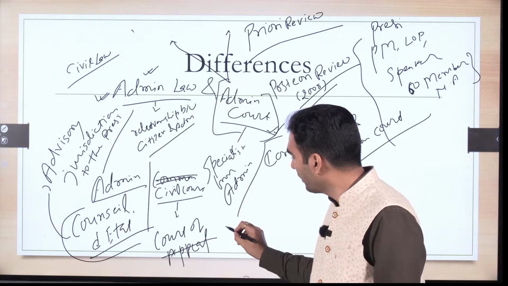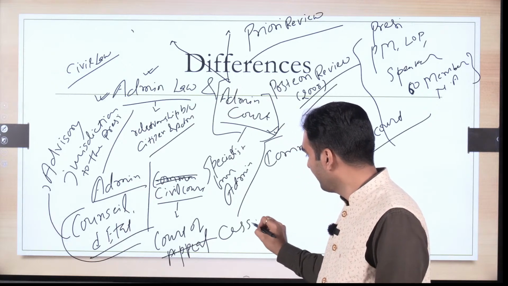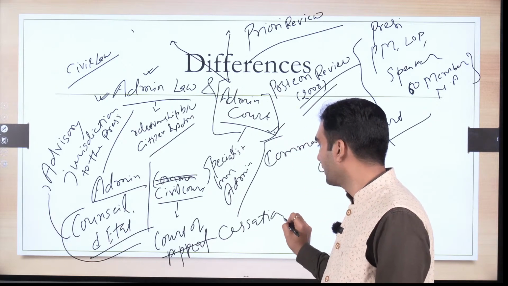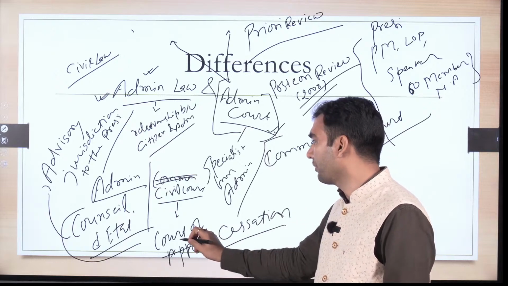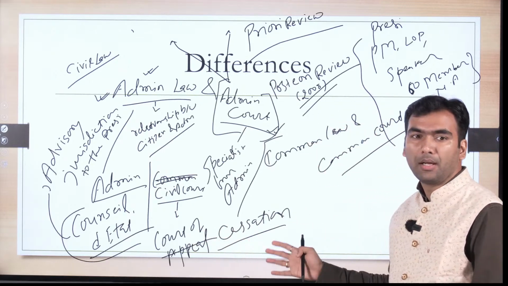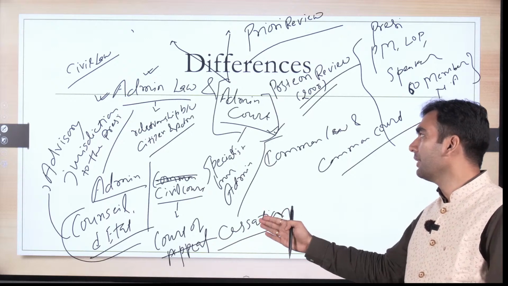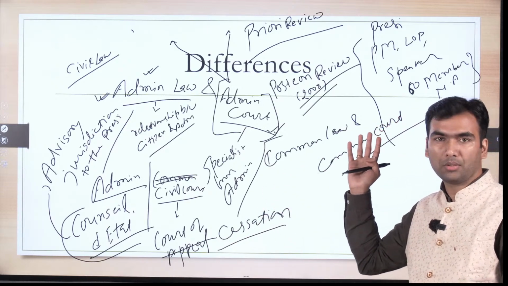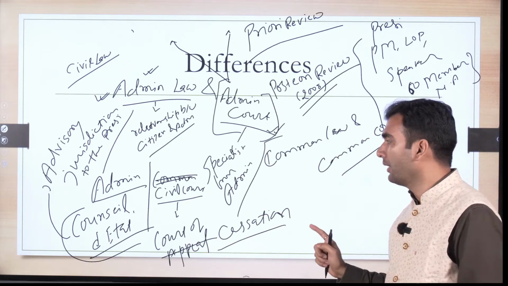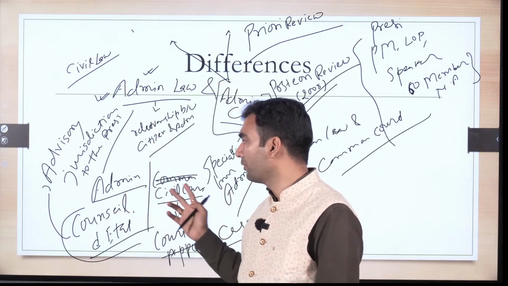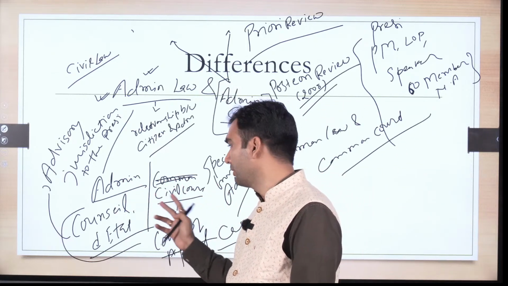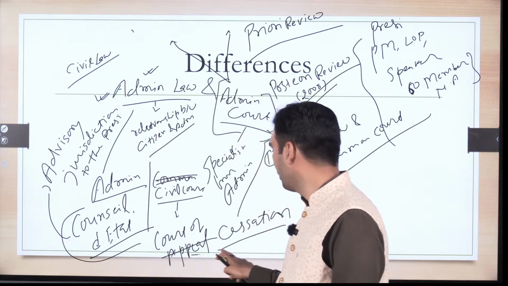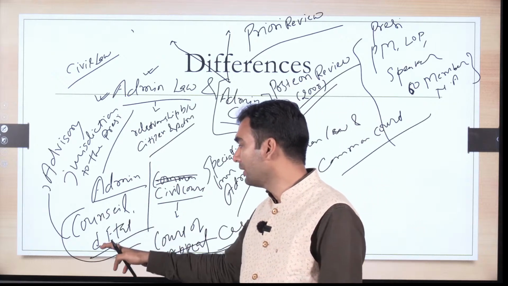This is called the Court of Cassation. We have said there is a Court of Cassation, which is the highest appellate court, along with the Constitutional Council. Since there are two sets of laws, for one they have the Court of Cassation, and for the other they have the Conseil d'État.